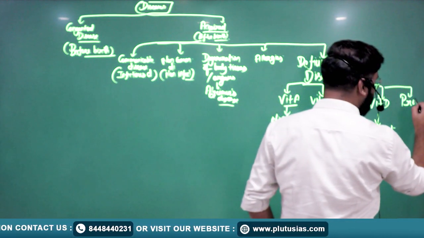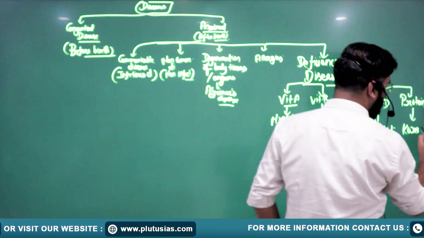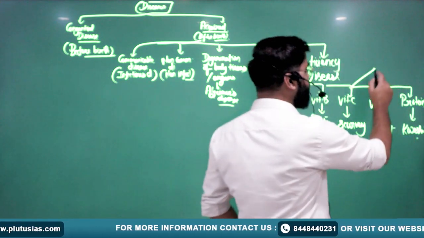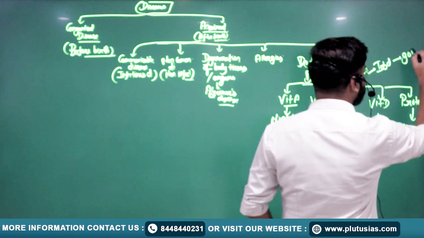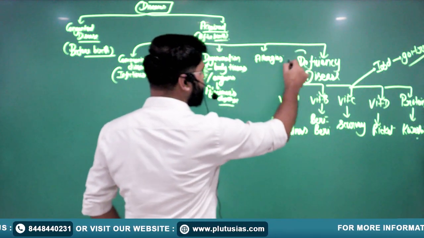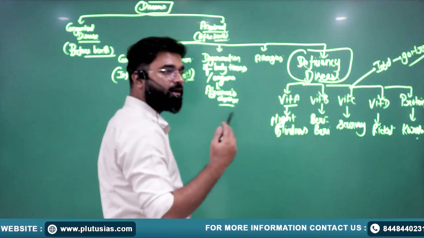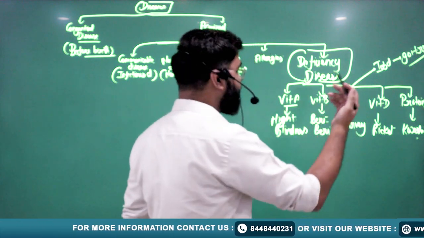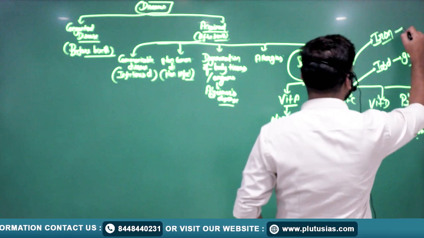Deficiency of protein, kwashiorkor. Deficiency of iodine, goiter. Yes. So some diseases are with respect to deficiency of vitamin, minerals, okay, protein, carbohydrate, like deficiency of iron. Which disease? Anemia.